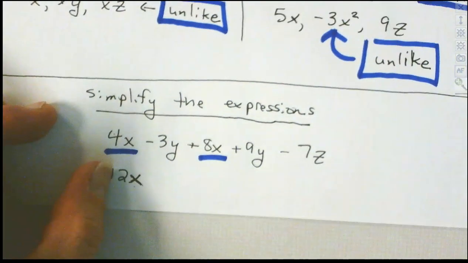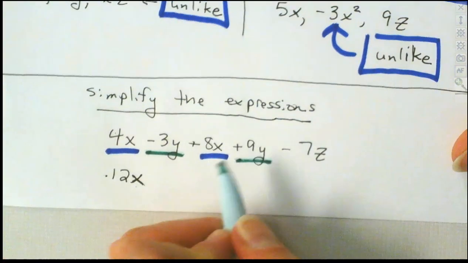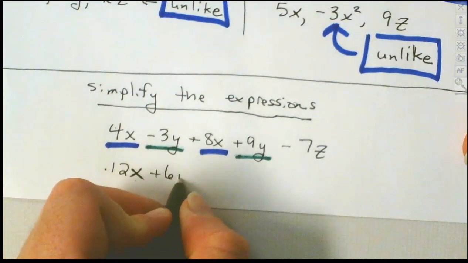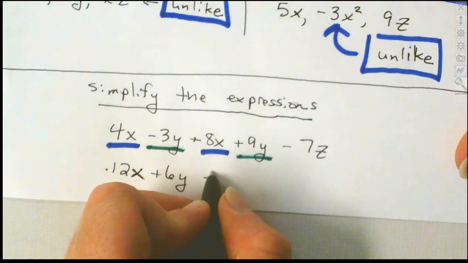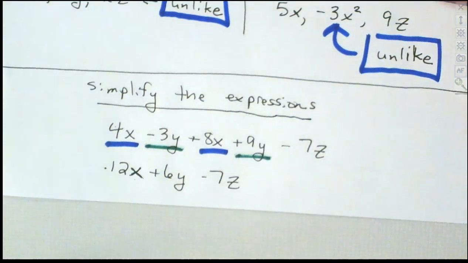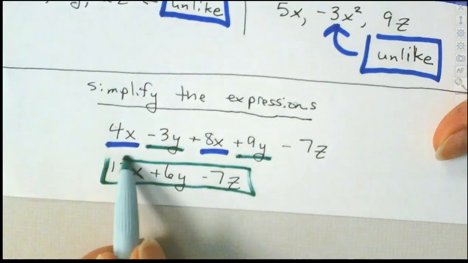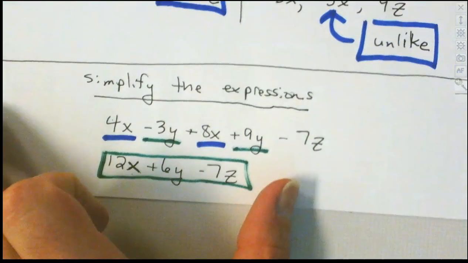Now we repeat the process with the y's next. And so what do we have for the y's? We have minus 3y and a positive 9y. And 9 minus 3 makes it positive 6y. And then we've got the minus 7z. Well, it's all by itself, so nothing can go with it. And that's all we can do. So all we're doing here is combining like terms, simplifying down these expressions.